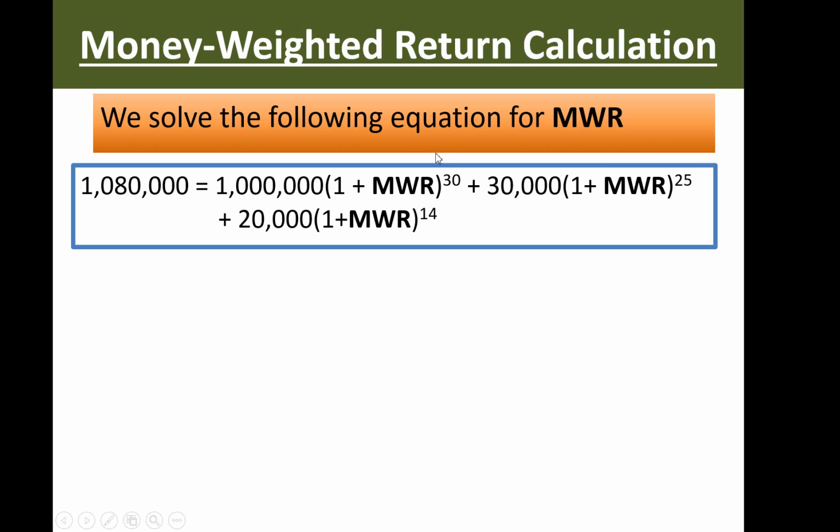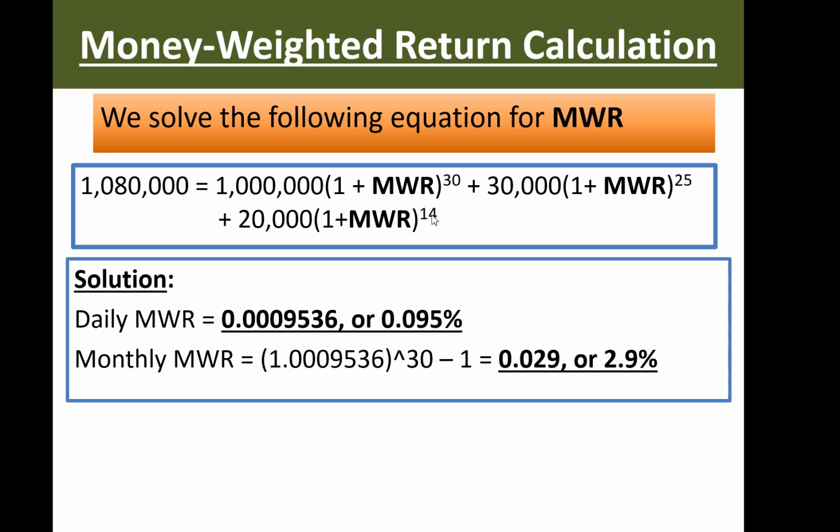Now, when you're looking at this equation, you're going to ask how am I going to solve for MWR here? Because I can't do it by hand. This is very similar to those annuity problems that you ran into in exam FM, where you're trying to solve for the rate, and you need a calculator to solve for it. Once you enter it in the calculator, the solution is going to be 0.095%, and this number is a daily return just because of the way we set up this problem. So if the question is asking for a monthly or annual return, you'll have to do the appropriate conversions.